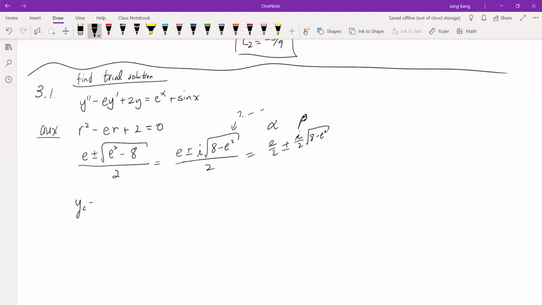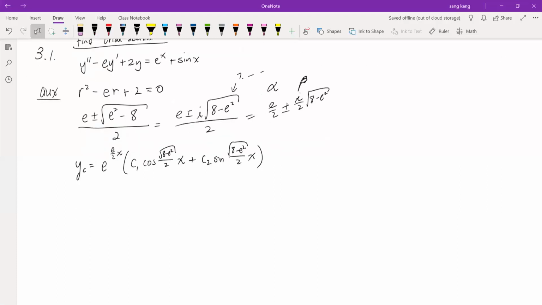So y complementary will be e to the alpha x times C1 cosine of beta x, which is root of 8 minus e squared over 2 times x, plus C2 sine of root 8 minus e squared over 2 times x. Right, so there's my complementary.